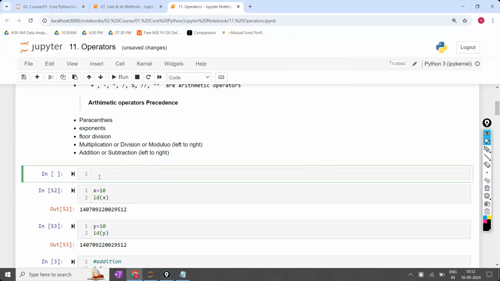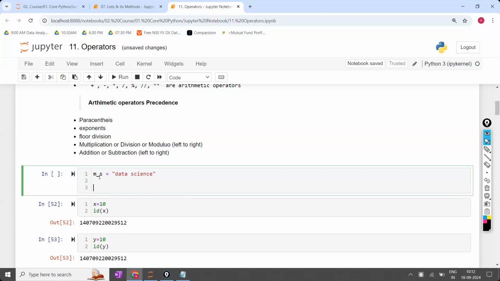Okay, Vaibhav, coming to your question, what is membership operator? Membership operator means whether it is a member or not. It is just checking whether it is a member. For example, this is the main string, I'm writing M_S. In the main string, I'm writing data science. Now I'm asking about a substring. Whether the word is available in the main string or not.